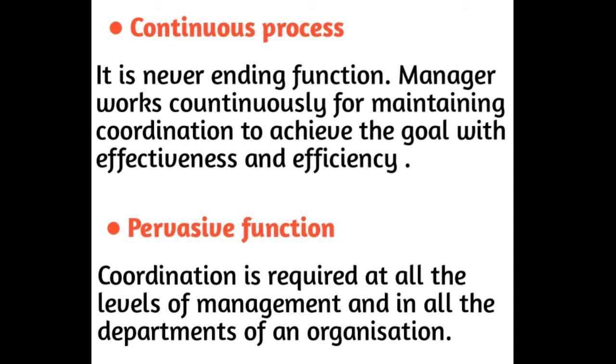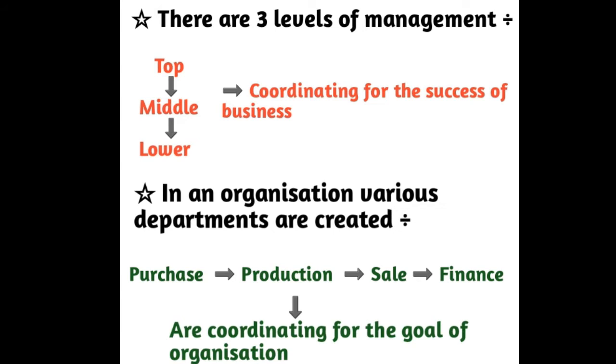Now, we are coming to the third feature. It is a pervasive function. Pervasive means what? Ki this function of coordination is performed by all the levels of management. Ab here we are saying ki all the levels. So all the levels means here top level, middle level and lower level. With this, I am also saying here ki coordination is the function that is performed by all the departments of the organization. In an organization, in present time, so many departments are created.